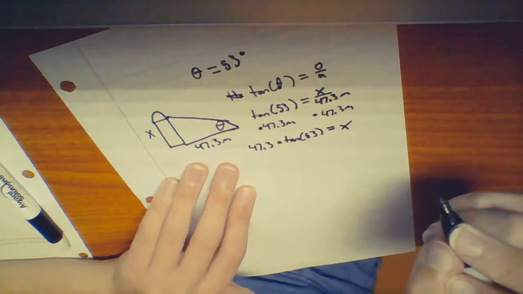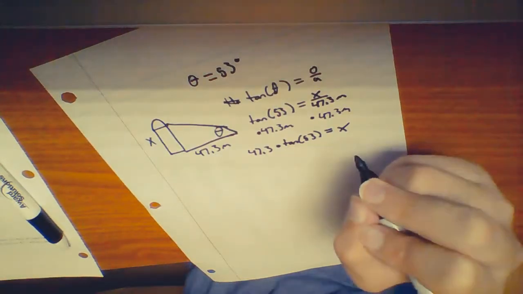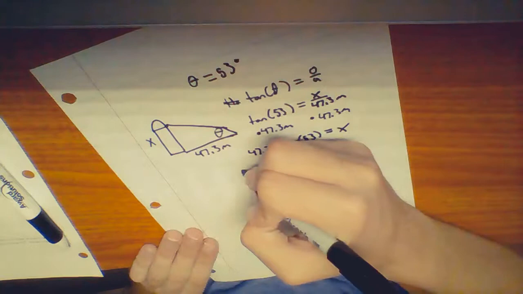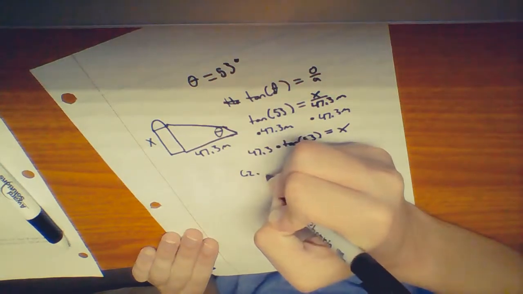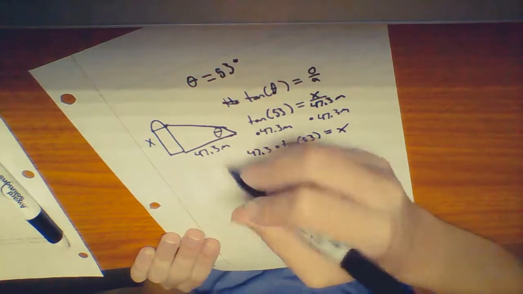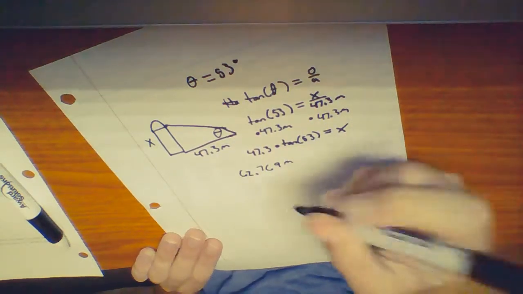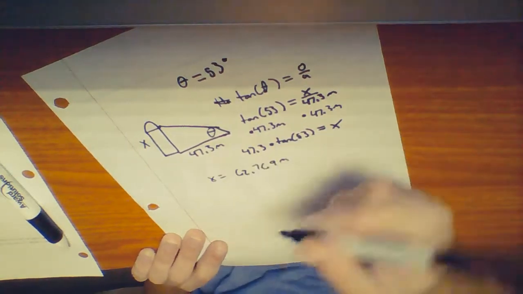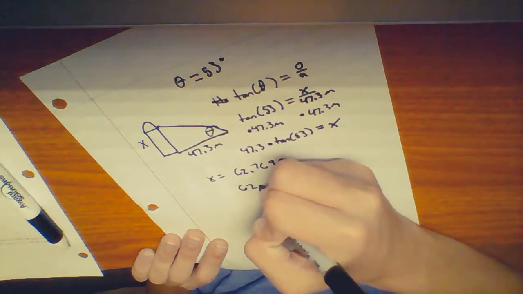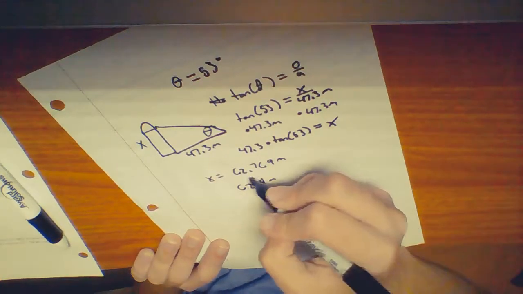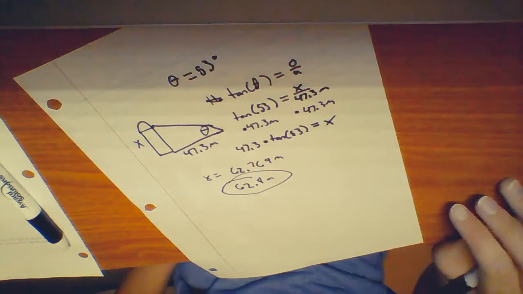And when we plug this into a calculator, we get 62.769 meters. And we round that up to 62.8 meters, which is the height of the silo.